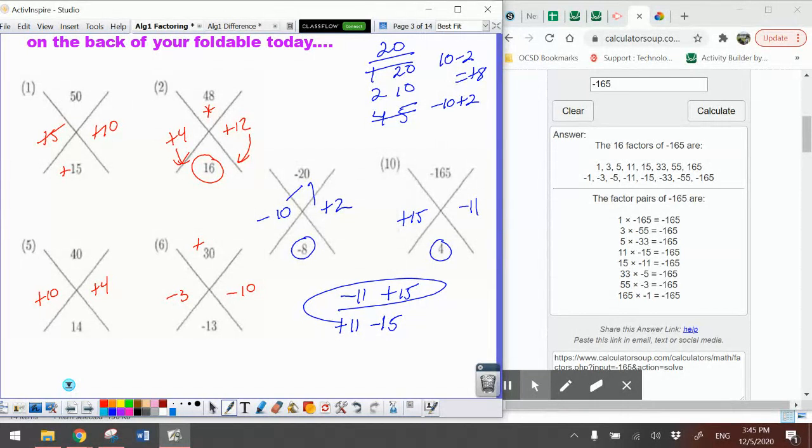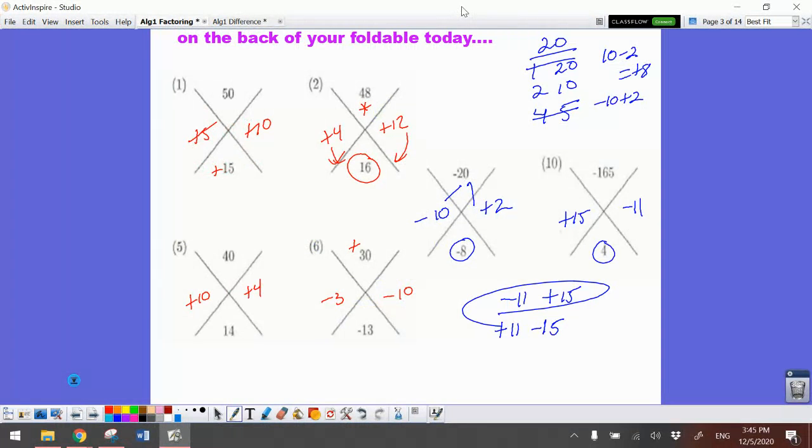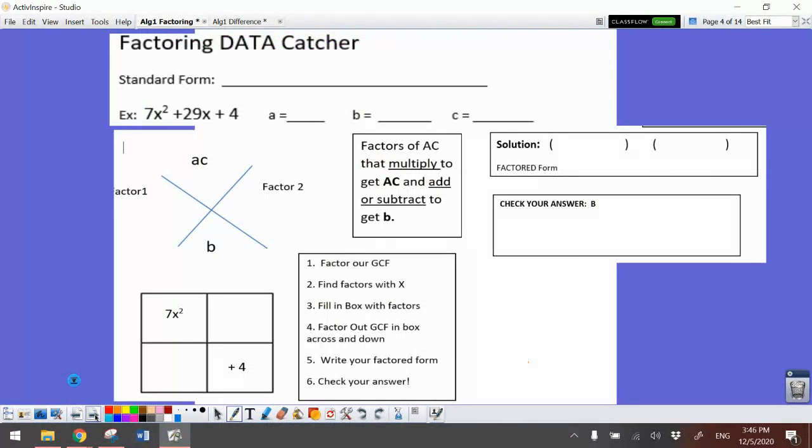So this process, which is called our crisscross, is the first step in factoring. This is where we come up with our starting factors. Okay, so let's pull all this together now.